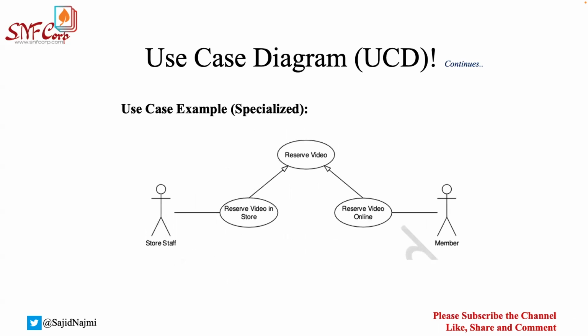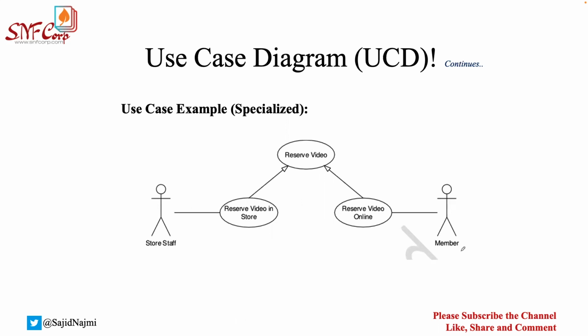So here are the specialized use case actors. This is how you can draw. The storage staff is the primary actor, or maybe the member can be the primary. Both can be the primary actors here. So here, if you see, there are 3 use cases: reserve video, reserve video in store, or reserve video online, right? These 2 use cases are the specialized use cases for this one. Reserve video is the main use case, but this is being done either in a store or online. And these 2 actors can do the same thing. Either a store staff can do it, or the members themselves can do it.